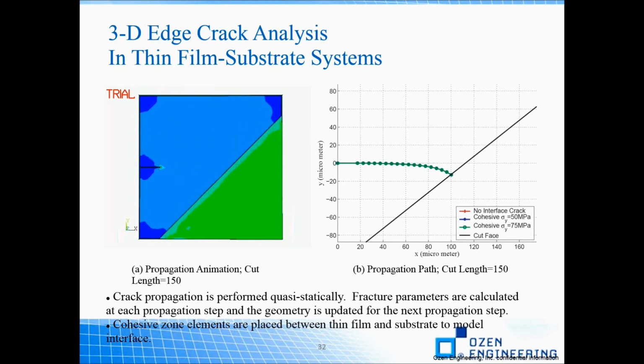Cohesive zone elements are placed in between the film and the substrate to model interface delamination. The graph on the right-hand side shows the crack propagation path as the crack front turns toward the 45-degree free surface cut. So this is showing how the crack interacts with the free surfaces next to its front.